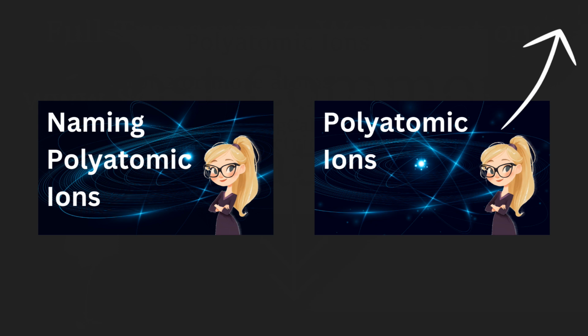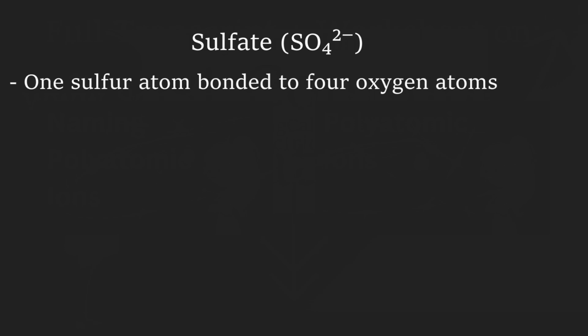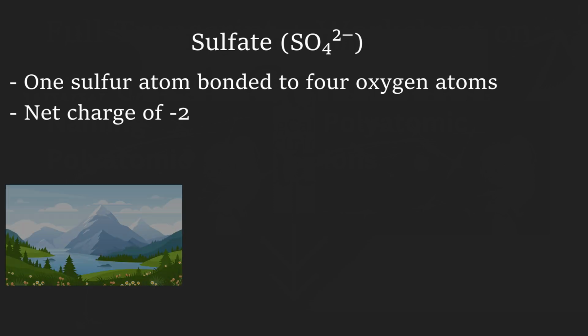and everyday applications. The first one that we'll discuss is sulfate. The sulfate ion is one of the most common polyatomic ions. It consists of one sulfur atom bonded to four oxygen atoms, and it carries a net charge of -2. Sulfate is widely found in nature, particularly in minerals, salts, and water. It is also a key component of many chemical processes and compounds.